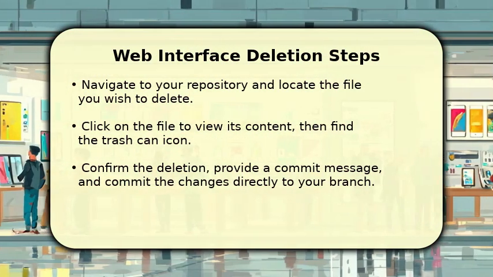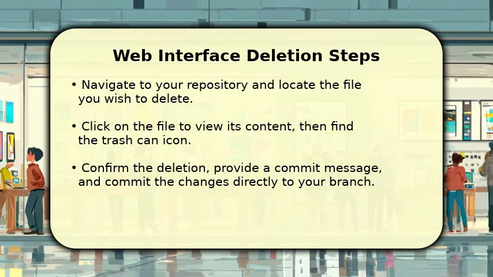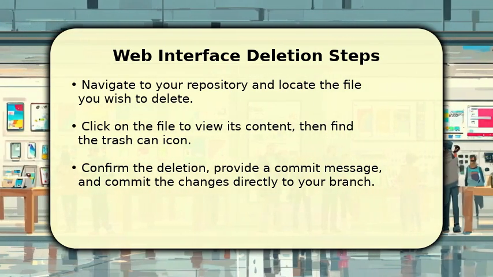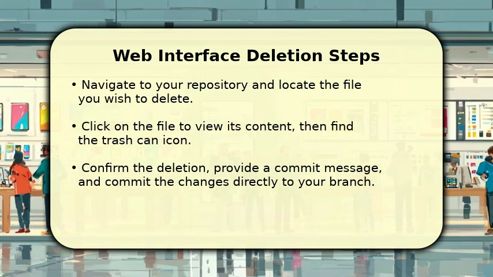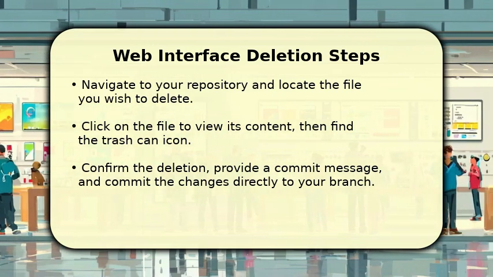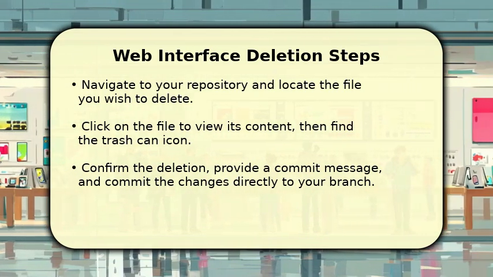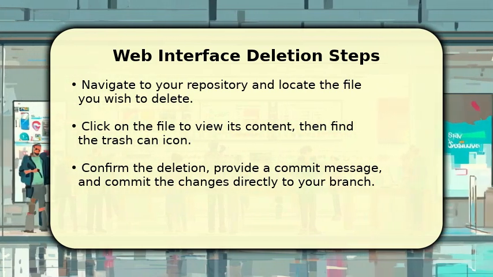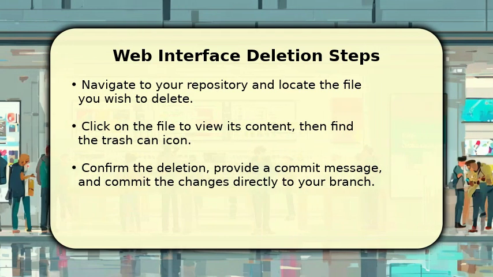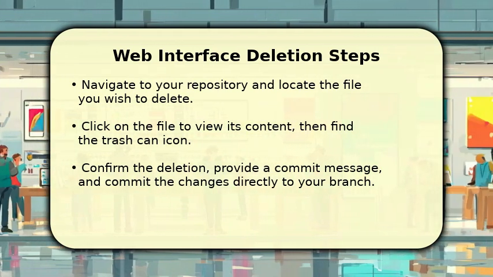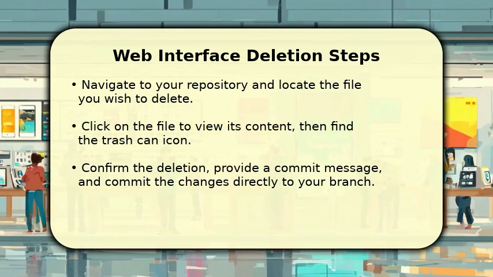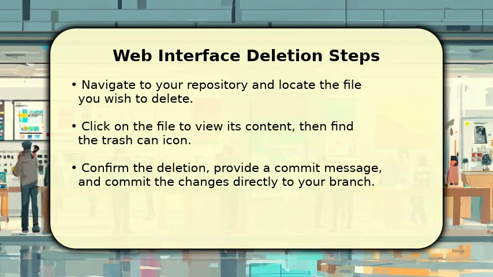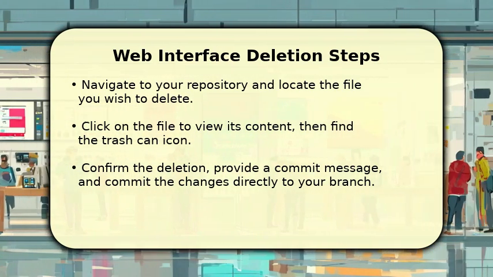To delete a file using the web interface, begin by navigating to your repository on GitHub. Locate the specific file you want to remove and click on its name to open it. Look for the small trash can icon, typically found near the file's header, and click it. GitHub will then prompt you to confirm the deletion and provide a concise commit message. After entering your message, click Commit Changes to finalize the removal.